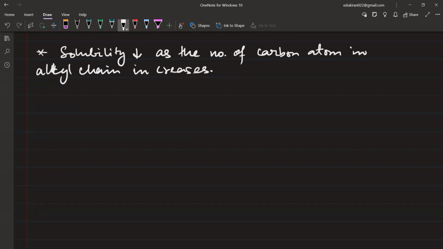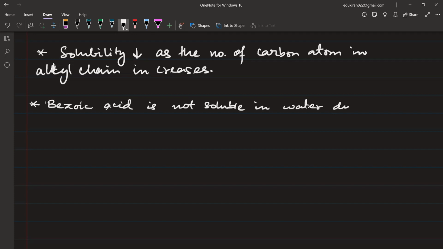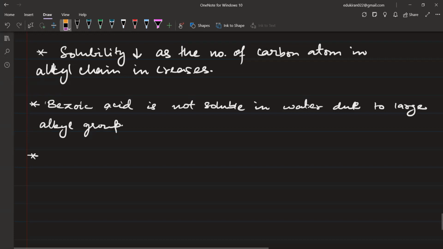Right, next, benzoic acid is not soluble in water. क्यों? क्योंकि alkyl chain में 6 कार्बन बहुत बड़ा हो गया, right? Benzoic acid is not soluble in water due to large alkyl group. Benzoic का spelling सही कर लीजिए please. So benzoic.